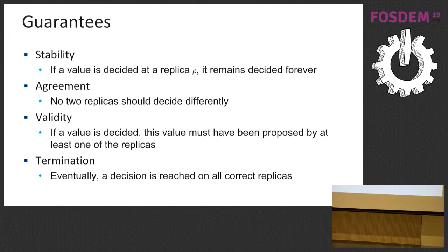There are a set of guarantees that make these protocols worthwhile. So that of stability: if a replica ever decides a value, then that value stays decided forever. Agreement: that no two replicas should decide on different values. Validity: that if we decide on a value, then it's because a replica did propose that value, it didn't come out of thin air. And also very importantly, that of termination: that eventually all replicas do reach a decision.